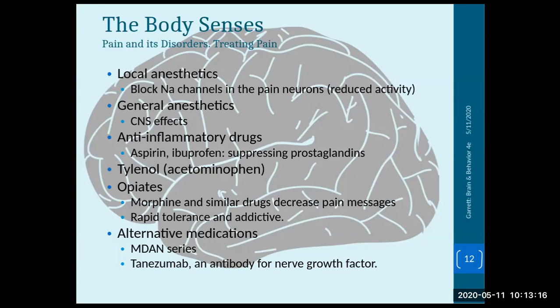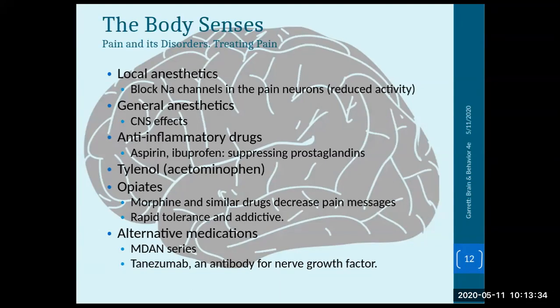General anesthetics are the ones that sort of knock you out for surgery. It's usually a gas that you breathe, and what that does is it basically puts the CNS to sleep and doesn't allow it to wake up. So you don't feel the pain because everything is shut down and can't get back up.